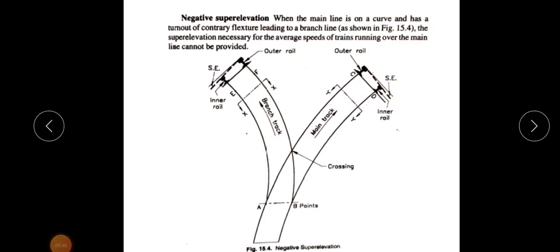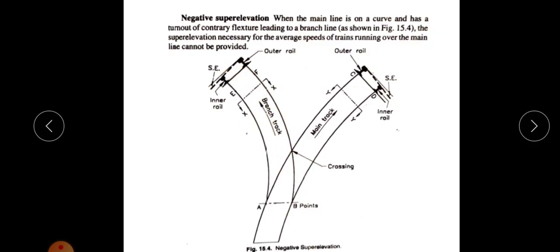Next is negative superelevation. This condition occurs when there is a branch track which is deviating from a main track. In this figure it is the main track, and another track which is deviating from this main track is known as the branch track. It is deviating in this direction. In these situations negative superelevation occurs.